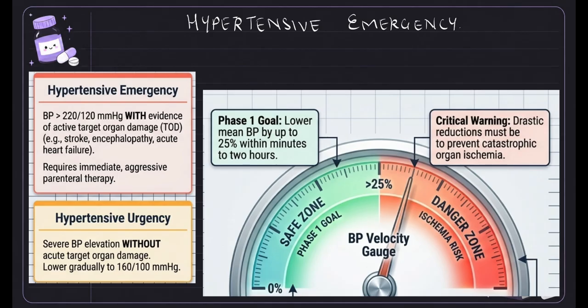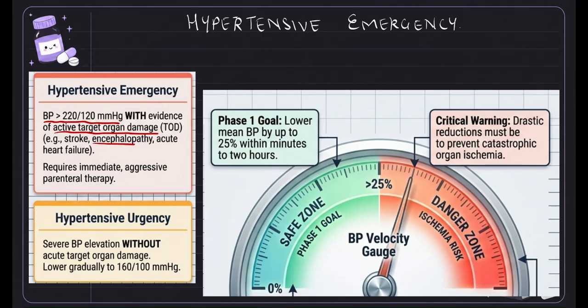Let's continue our pathway and talk about what happens when blood pressure escalates into a true crisis. A hypertensive emergency is defined by two very distinct factors. First, the blood pressure exceeds 220/120. Second, and this is the critical part, this extreme pressure comes with active target organ damage.